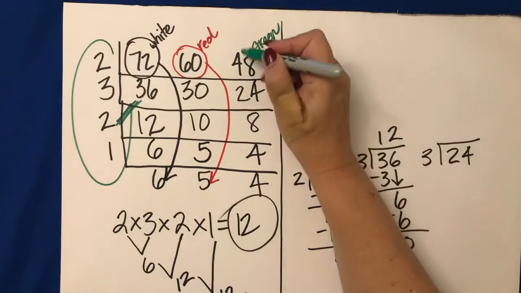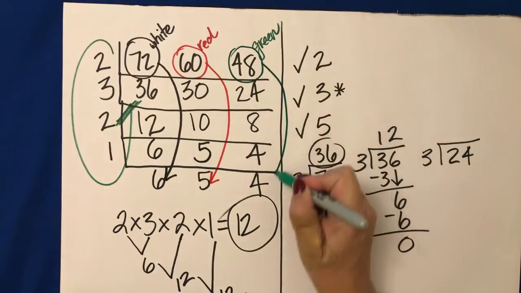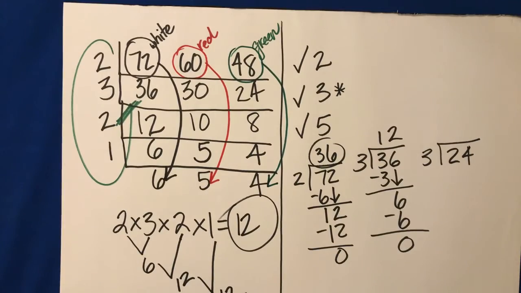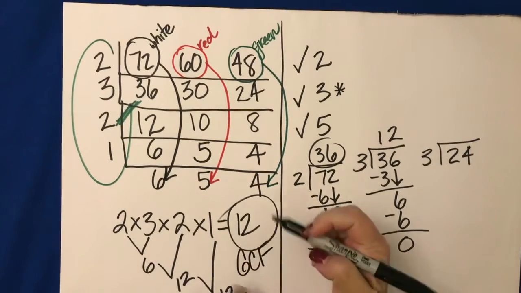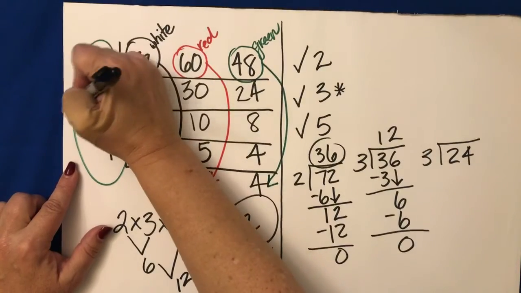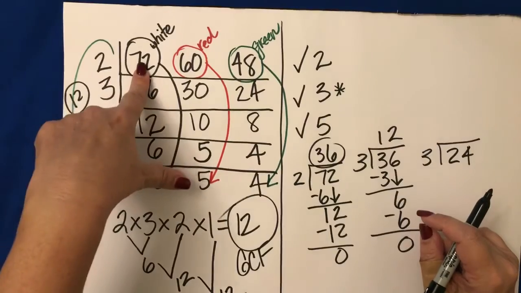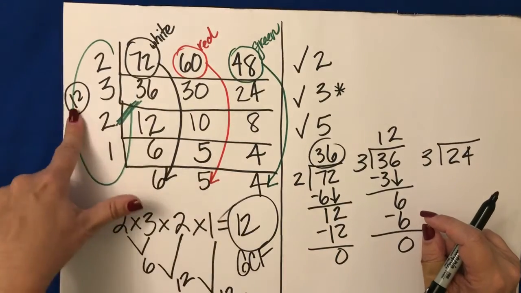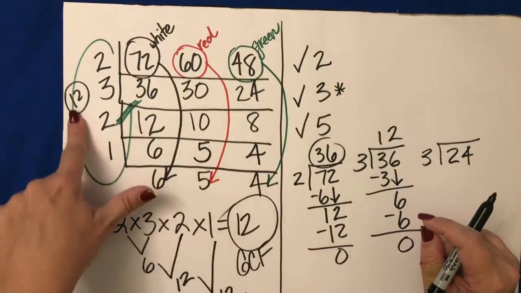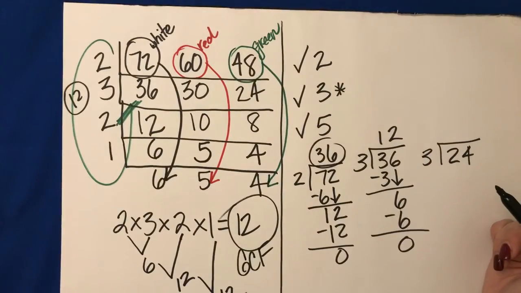And then how many green? You just come all the way down to the bottom. Okay? Because since our greatest common factor is 12, which came from all these numbers here, you can see the bottom number multiplied by this always gives you the top number here. So 5 times 12 is 60, and then 4 times the 12 is the 48.